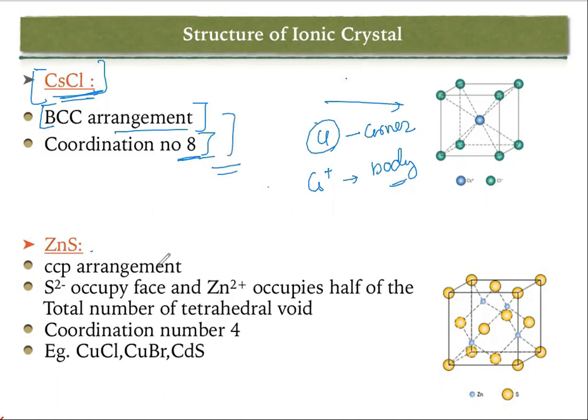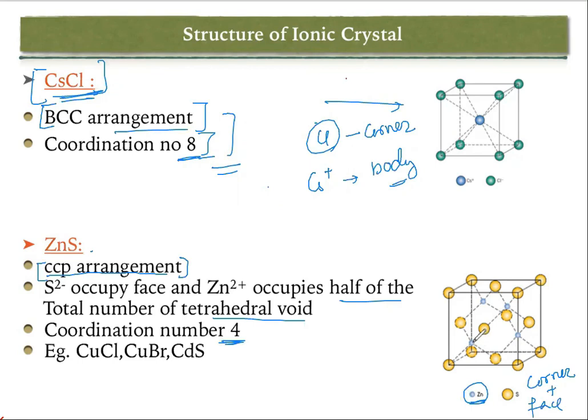Next, coming to zinc sulfide. Zinc sulfide will occupy the CCP arrangement, as we already discussed. This picture shows the CCP arrangement. Sulfur is present at the corner and at the face. So this is corner plus face. What about the zinc? Zinc occupies half of the total number of tetrahedral voids. How many tetrahedral voids are present in CCP? That is 8, right? Half means 4. So the coordination number will be 4.